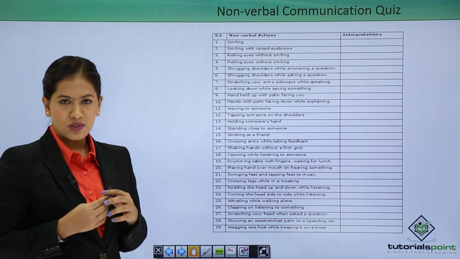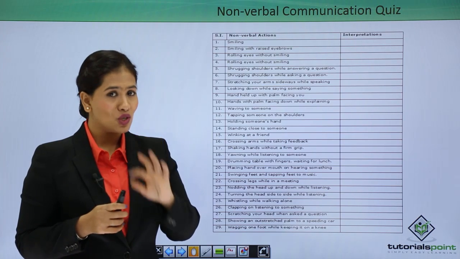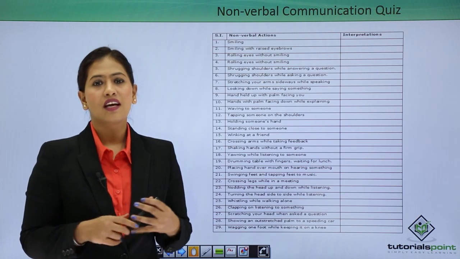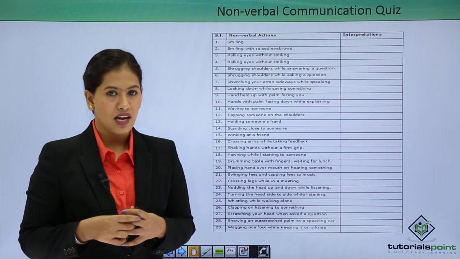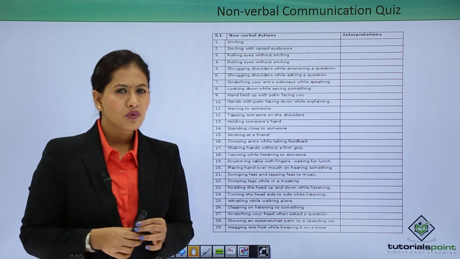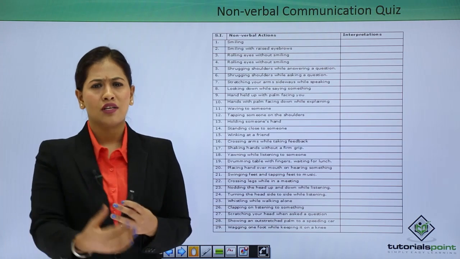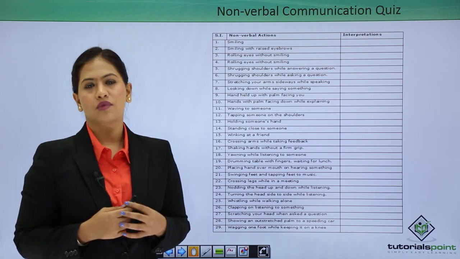Yawning while listening to someone. I guess more or less we all have experienced this, where you do not mean that you're not interested, but yawning is an involuntary action. So how do I stop? Well, a small sorry would do it, or probably you step out, you yawn, and you come back and go ahead with the conversation.